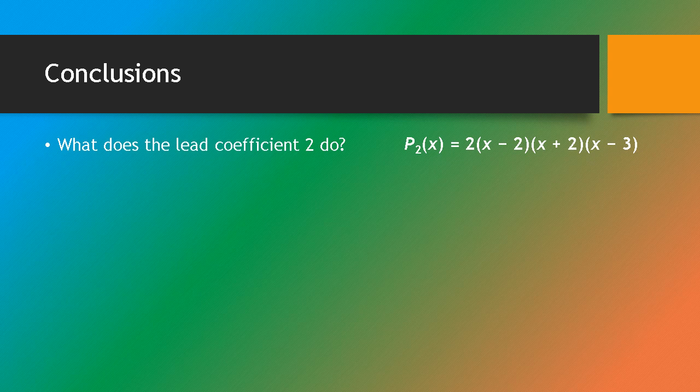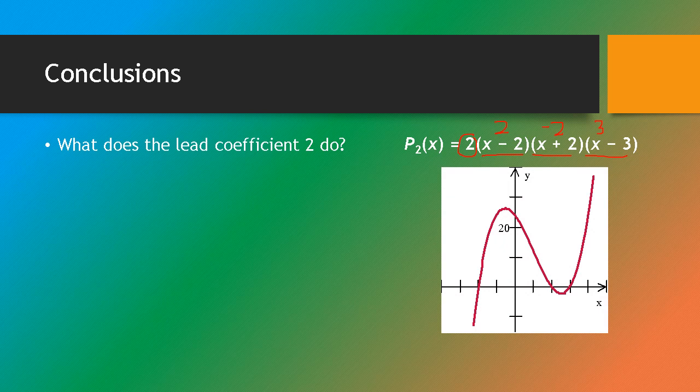Now on to polynomial 2. Polynomial 2 has 3 linear factors, x minus 2, x plus 2, x minus 3, and therefore has 3 x-intercepts: 2, negative 2, and 3. But it also has this lead coefficient. So what is the role of the lead coefficient in this cubic polynomial?